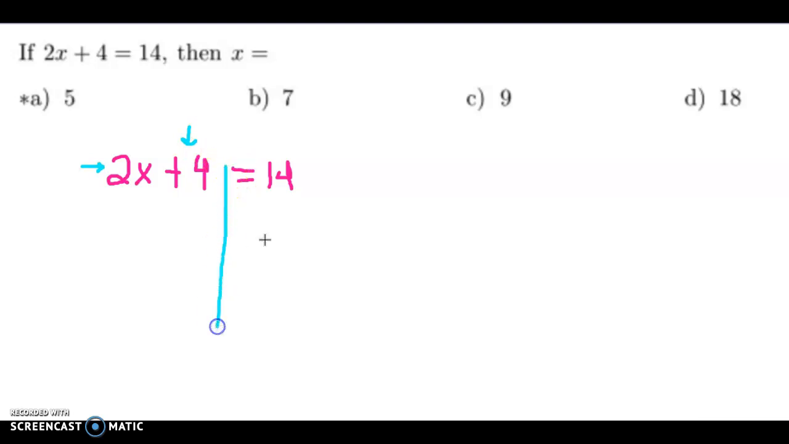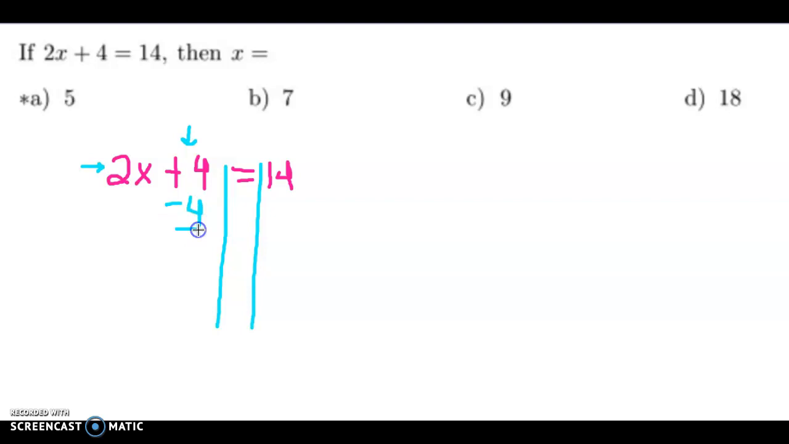So I'm going to go ahead and draw my ladder, and I'm going to ask myself, is there something being added or subtracted from the variable? And there is. There is a positive 4 on the x, and it's being added by 4 on this left side. The opposite of adding 4 is subtracting 4.